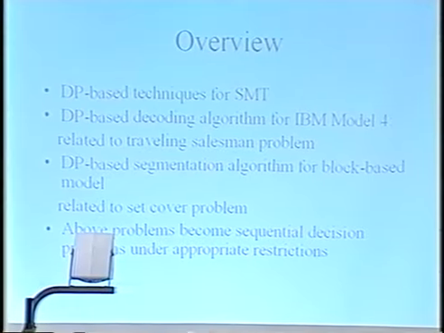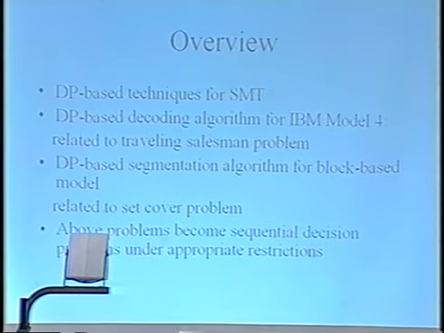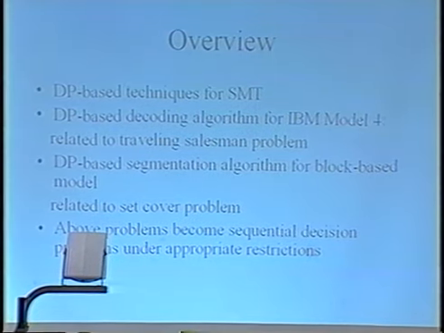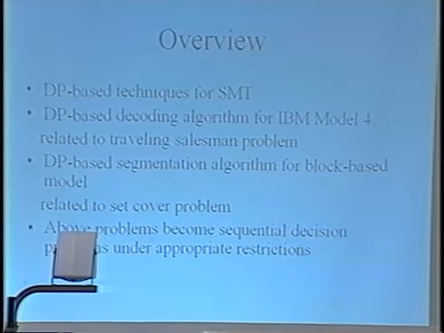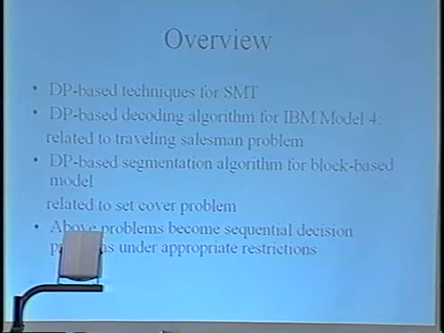This is the overview of my talk. I will present dynamic programming-based techniques for statistical machine translation. In the first two-thirds of my talk, I will present a dynamic programming-based decoding algorithm for the IBM Model 4, and I will shortly explain what the IBM Model 4 is. I will show how this problem is related to the traveling salesman problem.